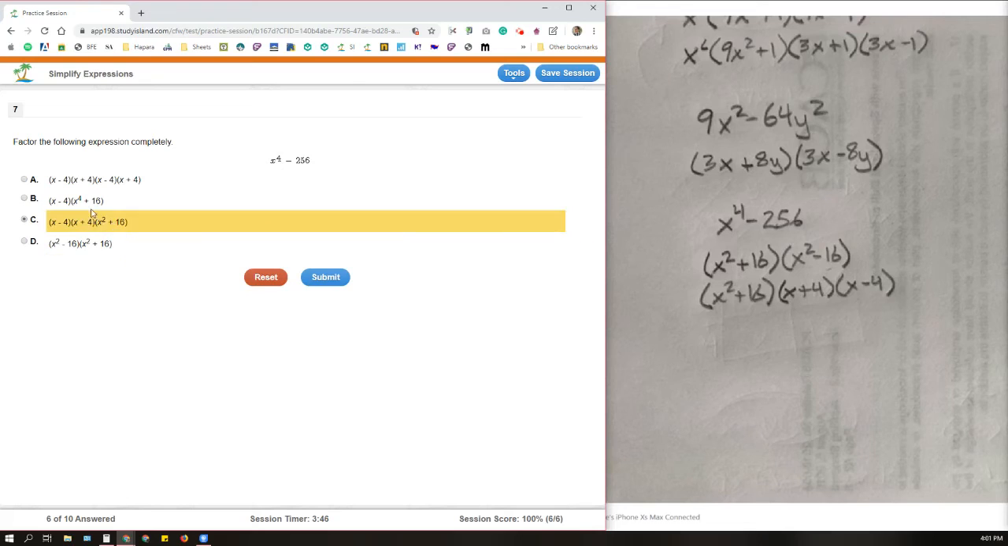There we go. X squared plus 16, x plus 4, x minus 4. Again, the order doesn't matter. It's just three things we're multiplying together: this binomial times this binomial times this binomial. The order of the binomials does not matter.